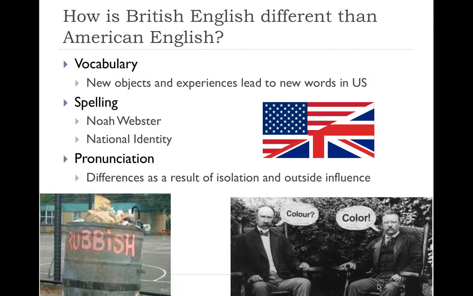Those are our three big differences when we talk about dialect. Pronunciation differences have resulted because we have not been influenced as much by British English over the last couple hundred years. It's this idea of isolation and other outside influences changing the way we say things. You can see in the lower left, we wouldn't call that a rubbish can. We would probably call that a garbage can or a trash can, where in Britain they might call that a rubbish can.